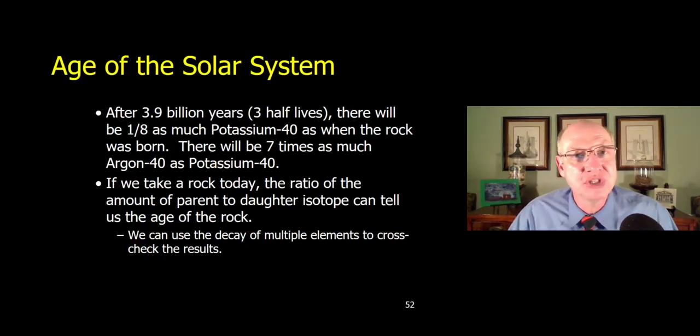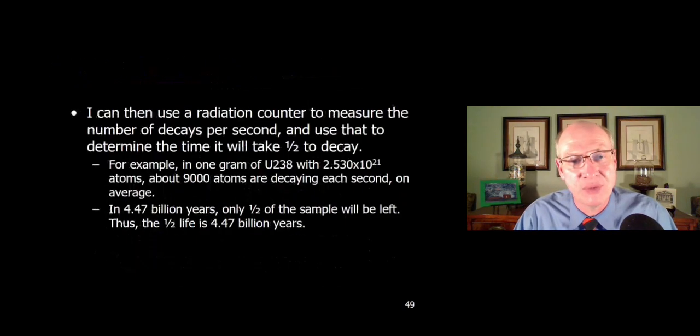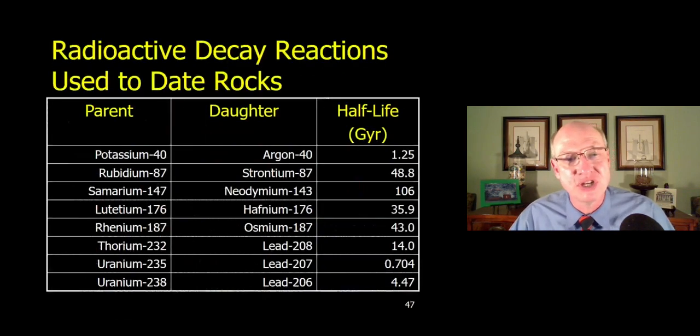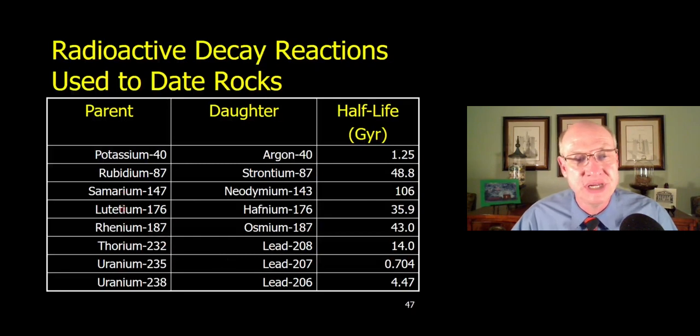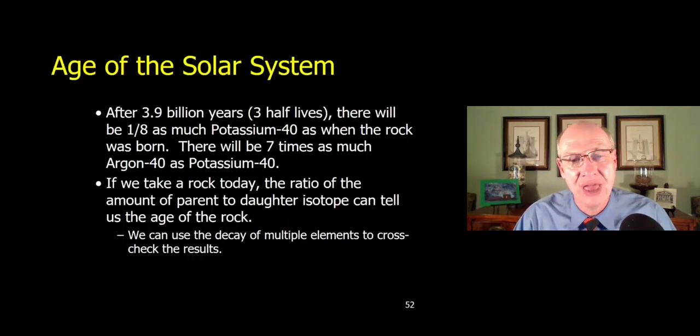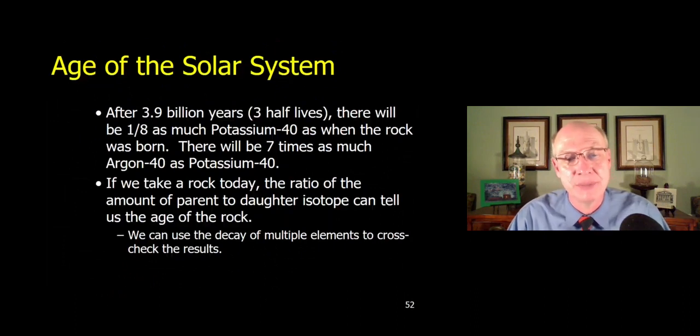Now, we'll want to double check that work, and that's the advantage to having many different radioactive elements that we can use, because we don't have to just use the decay of potassium to argon. If that rock has some uranium in it, we can use that as well. Or if it has some thorium or samarium or lutetium, we can use any of those in addition to the potassium and argon. And that gives us multiple elements to cross-check the results.